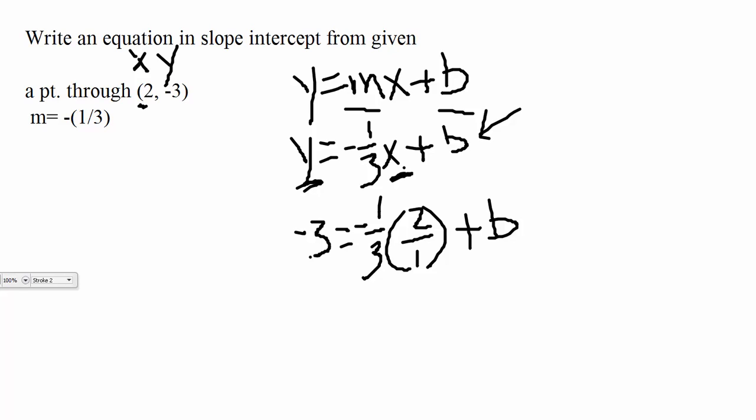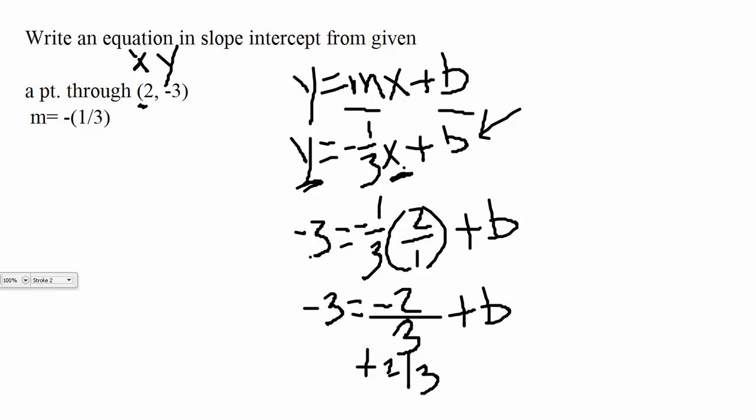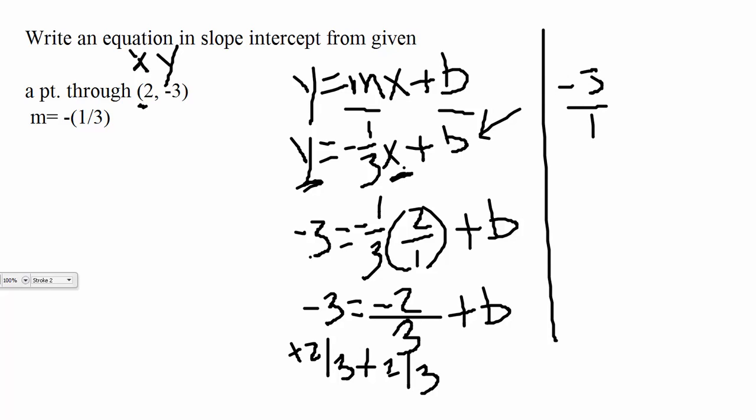So we plugged in 2 for x and we plugged in -3 for y. The next thing that we would do here is simplify this calculation. So I'm going to drop down the -3. Multiplying fractions straight across, -1 times 2 gives us -2 over 3 times 1, which is 3. The only thing left to do would be to add 2/3 to both sides of our equation, and we would have what b is. So over here off to the side, I'm going to take -3 and put it over 1. And what we're doing is adding 2/3.